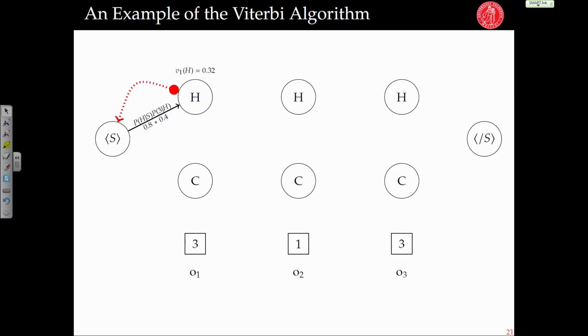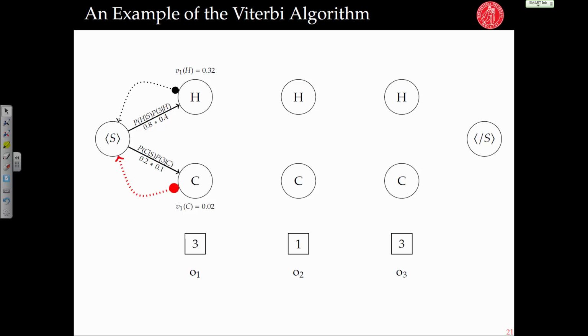And we keep a back pointer. These dotted lines will be our back pointers. And again, this is a trivial case. There is only one way to go back, so it's this back pointer going to the start state. And the same for the cold state. So V1 of C, the maximum probability of being in state C at time point 1, is just the multiplication of the transition and the emission probability, because we just started the sequence.